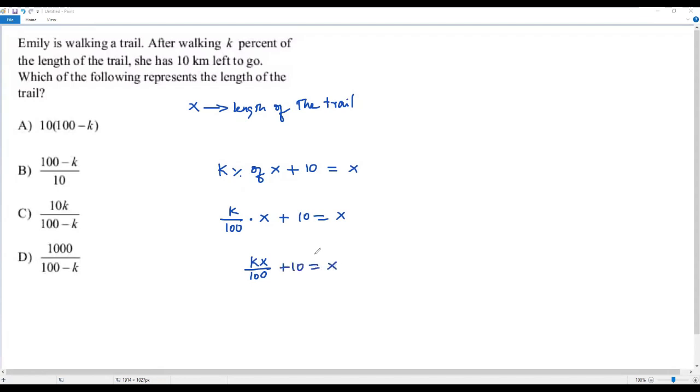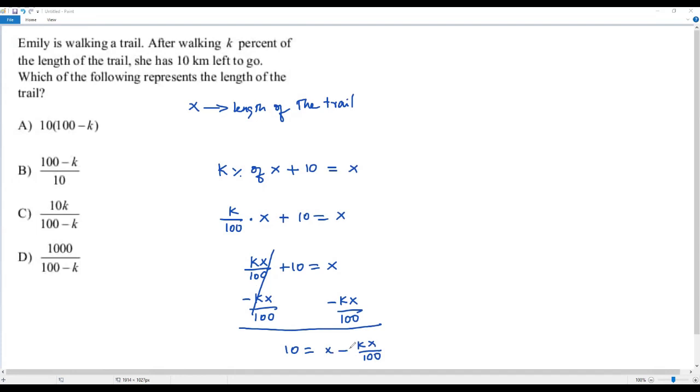Since we have to solve for x in this equation, we have to get the terms which contain x on one side of the equation. Here we have a term which contains x, and on the right side also we have a term which contains x. Let's get rid of this kx over 100 on the left side. For that we have to subtract kx over 100 from both sides of this equation. Let me do it. When I do so, the positive and negative values will cancel. I'm getting 10 equals x minus kx over 100.